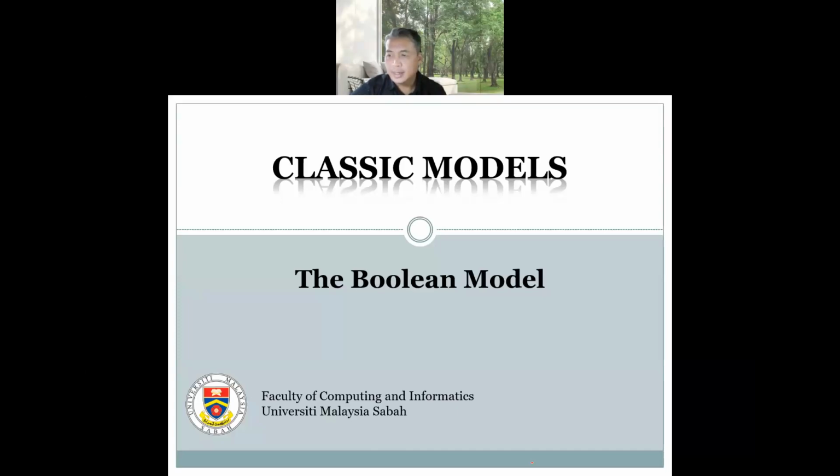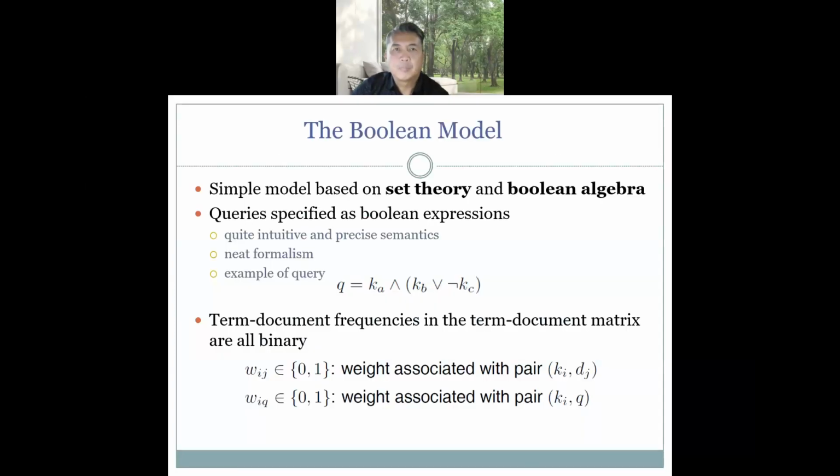We have a few models here. The first one is called Boolean, the second one is weighted term, and the last one is vector space. So we will look at the Boolean model. The Boolean model is based on the basic model that we learned before, where we use binary.